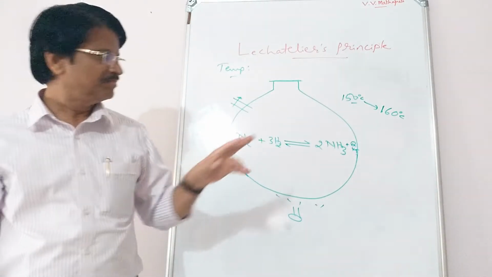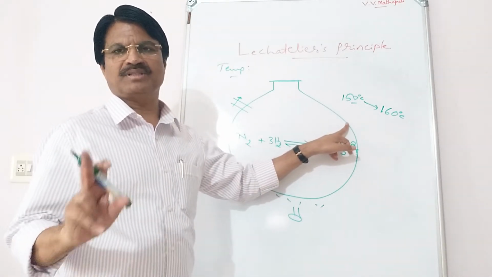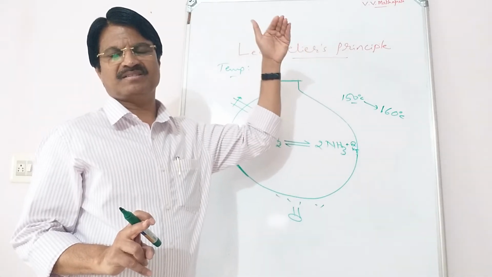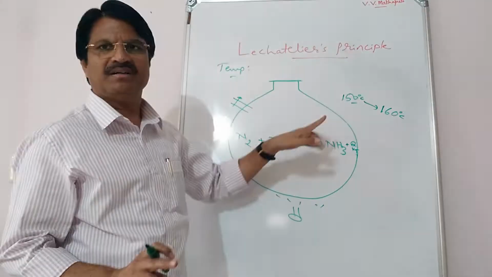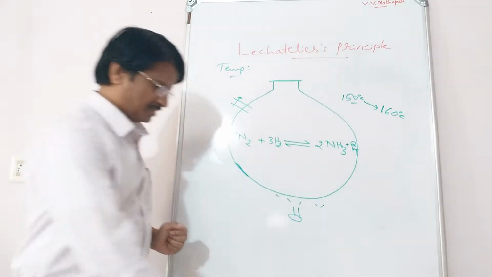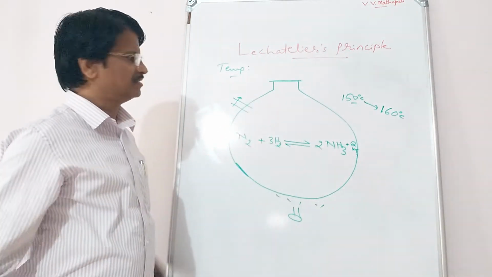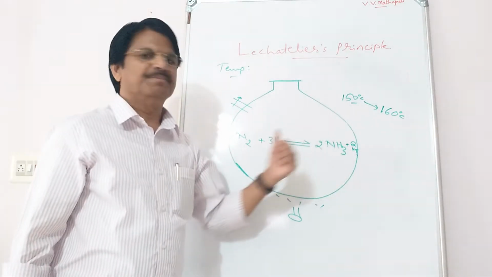So in general, as I already told two or three times, if the forward reaction is exothermic and temperature is increased, the backward reaction is favored, or the yield of ammonia decreases. Next, CET or NEET questions based on this equation. This equation is given in the question paper.